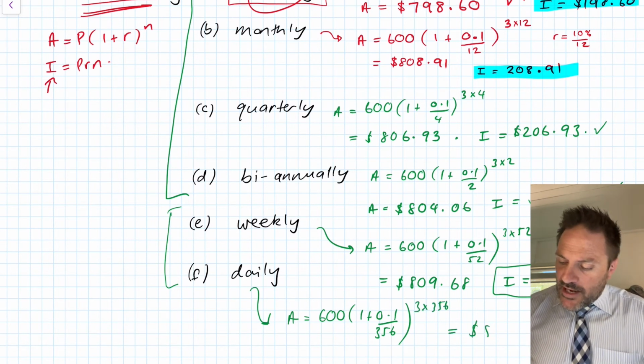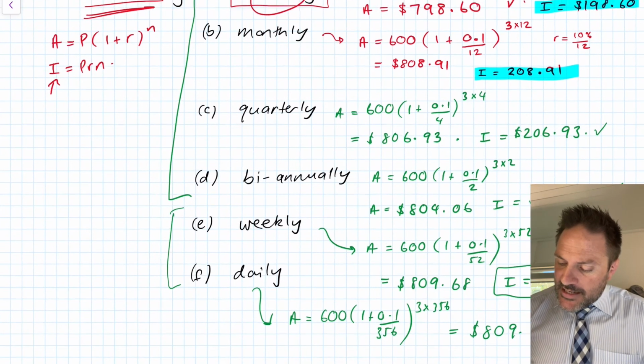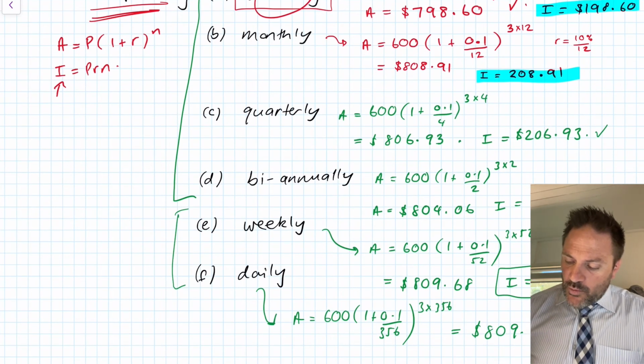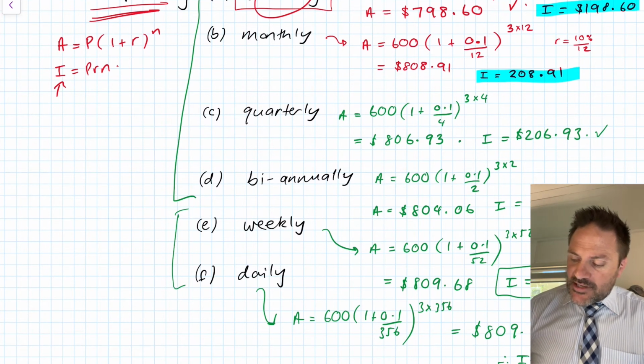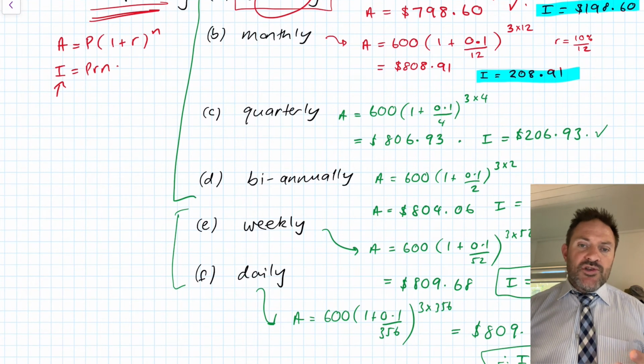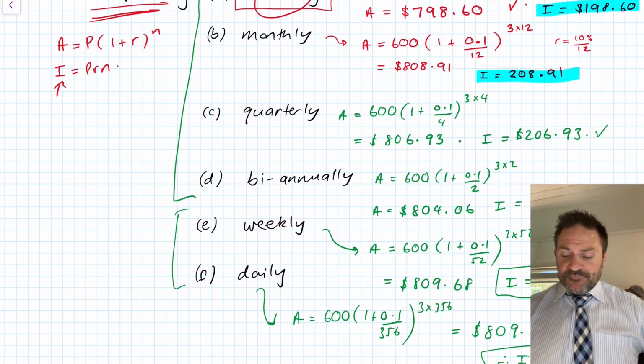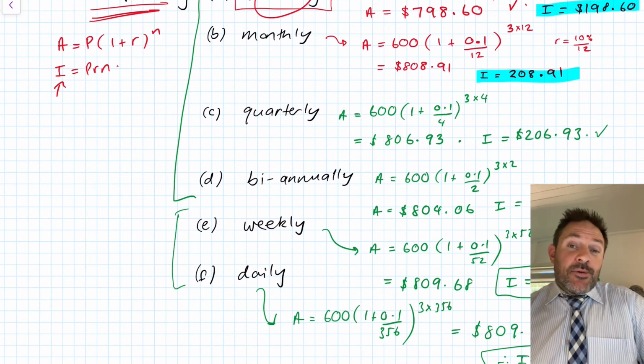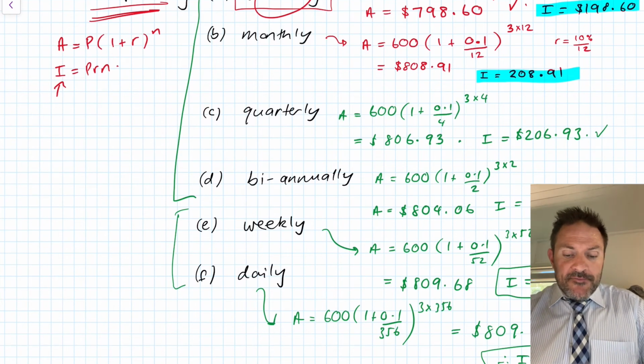Okay, chuck it in my calculator, we get $809.88, which gives me an interest of $209.88, slightly more than the daily, but not a huge amount, the weekly, sorry. So I'm just noticing we're at 15 minutes. I'm trying to push this through a little bit faster.